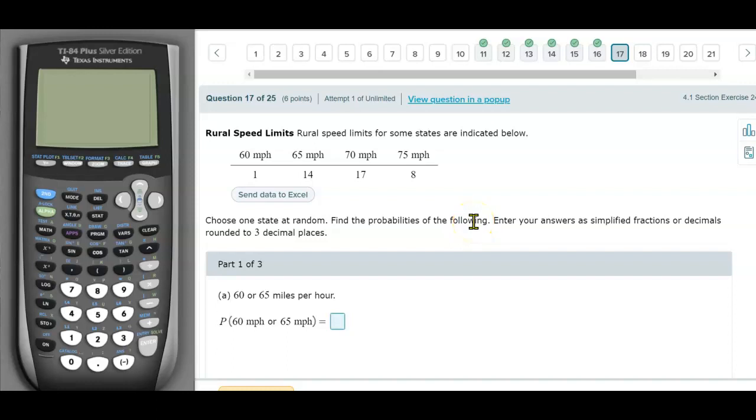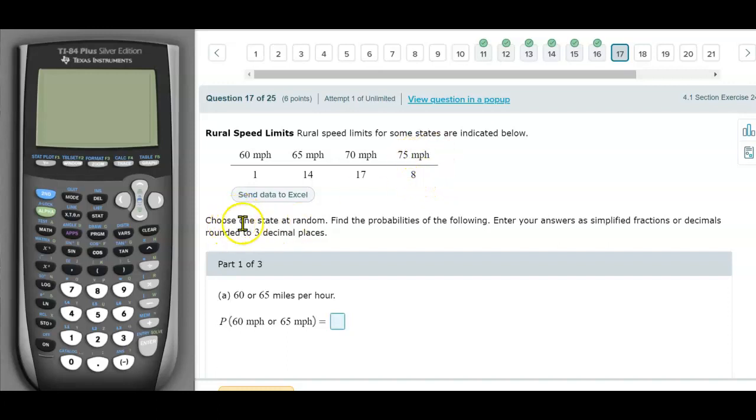All right, so this is question number 17, and what we are trying to do is find probabilities. There are different logical statements that you should know, like or, and, and complementary as well. So let's get to it. We have a table saying that the speed limit is 60 miles per hour in only one state. 14 states have a speed limit of 65 miles per hour, 17 states have 70 miles per hour, and 8 states have 75 miles per hour.